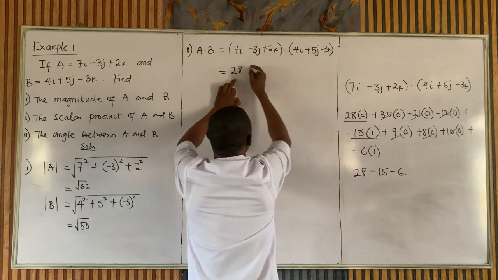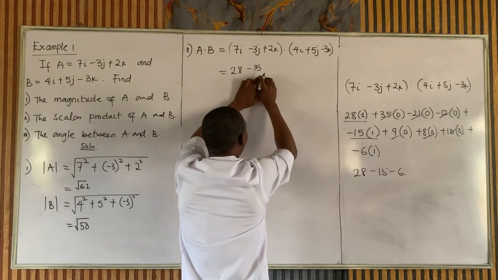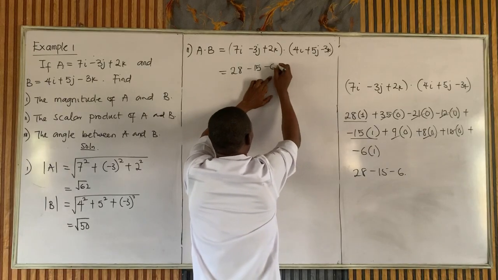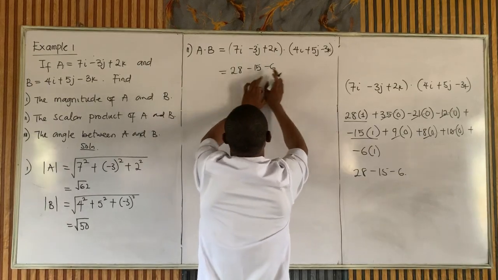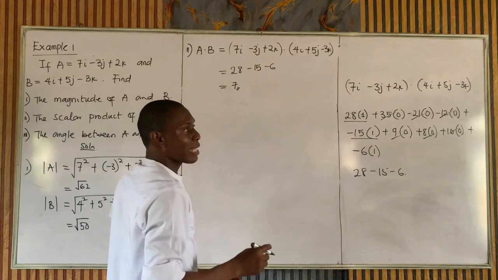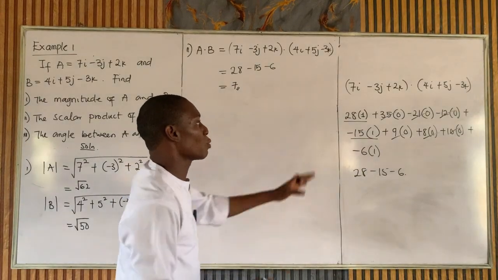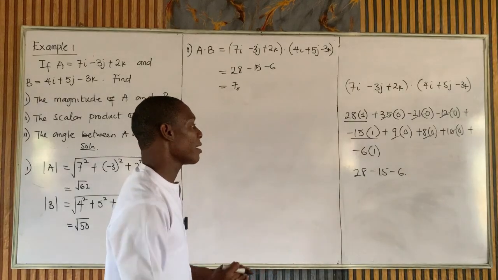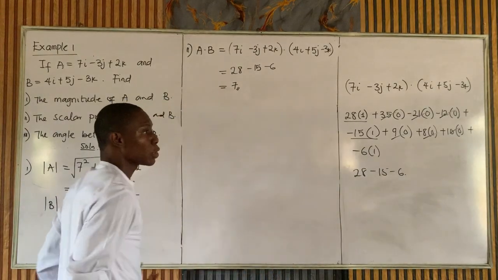Minus 3 times 5, that's 15. J dot J, 1. Then 2 times minus 3, minus 6. K dot K, 1 also. That will give you 6 times 1, that's 6. So this is what we have. At the end of the day, this will give us just 7. So that's the easier way to do it than to carry out the multiplication one after the other. That will be a long stress. So this is how you carry out dot product.